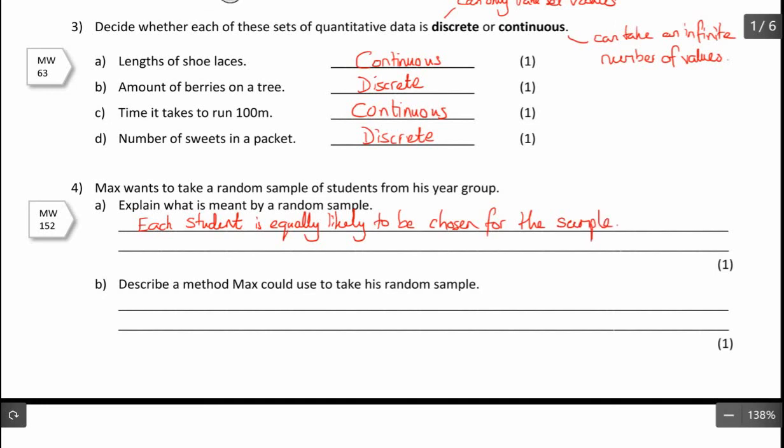And finally, describe a method Max could use to take his random sample. Now, this is a bit of a go-to answer when you've got a random sample question, I'm afraid, but it's worth remembering. And that is to number each of the students and use a random number generator, for example on a calculator, to generate random numbers.